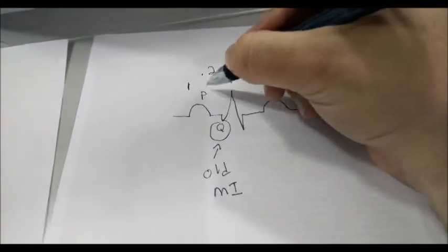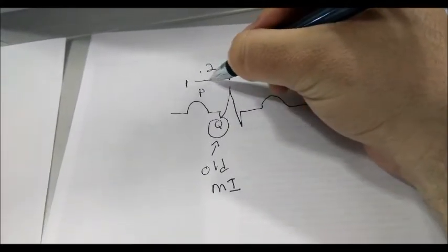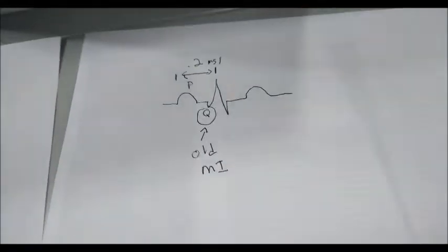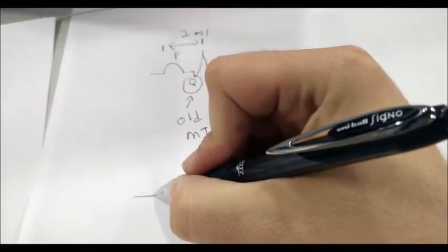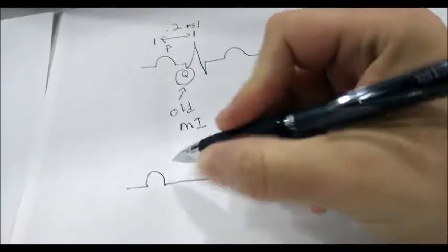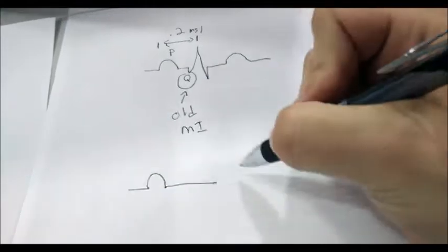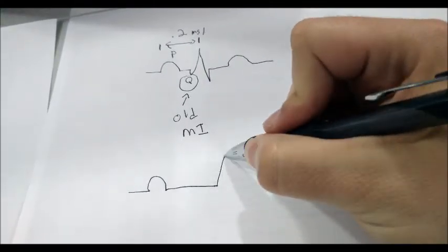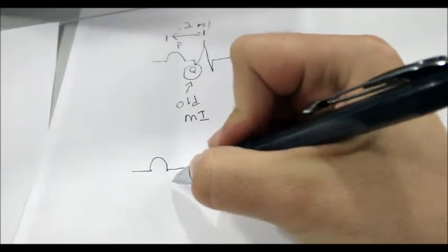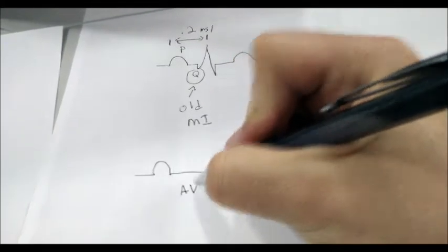Now, when you look at this over here, if it is elongated, you have what's called a heart block. A heart block is when you have a block that is prolonging the signal from one electrical conduction to another. Now, in this particular case, you have what's called an AV heart block.